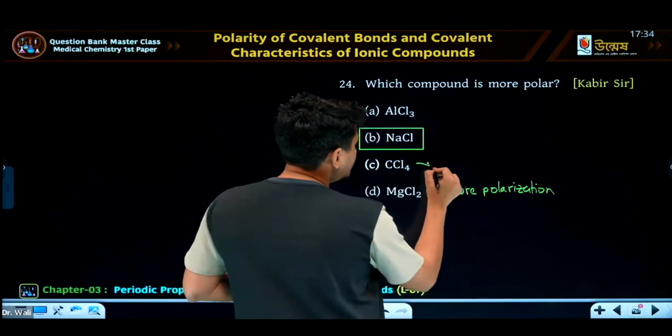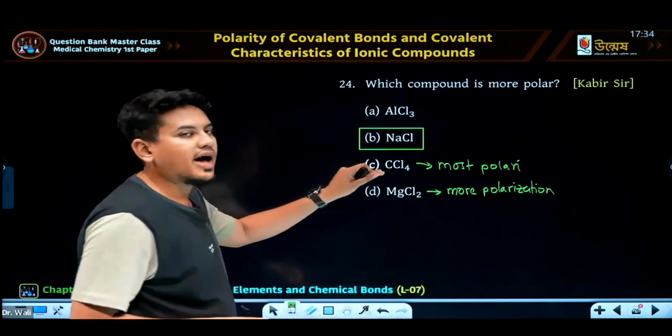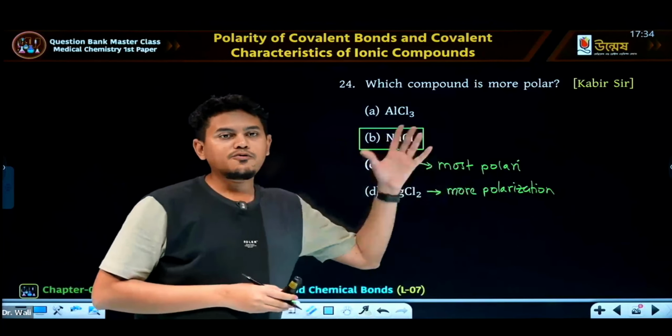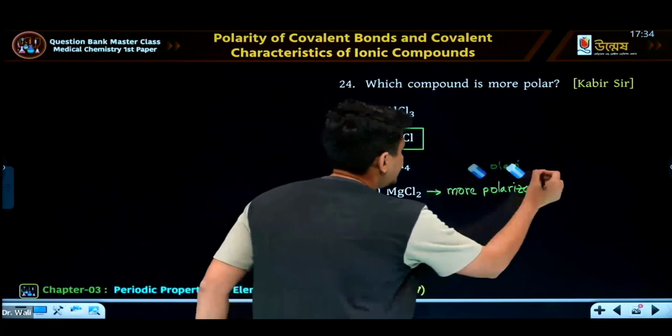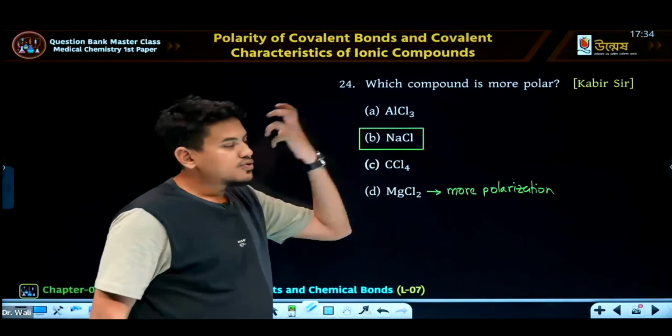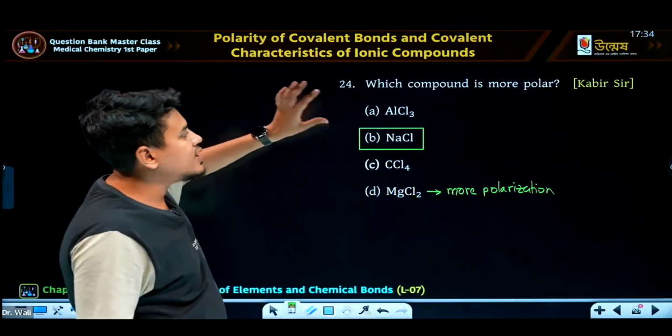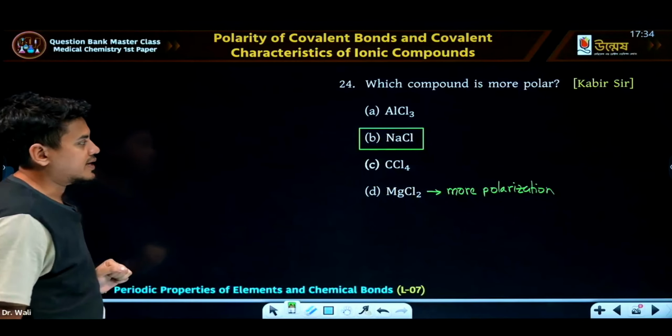Magnesium chloride will show more polarization because of its higher charge. Carbon tetrachloride will show the most polarization. I mean, it is not even an ionic compound. To prove its covalent characteristics, we do not have to explain it with polarization. Rather, I can clearly state that this is a covalent compound. Rather, we would calculate its polarity to determine its ionic nature. So the only polar compound available here is sodium chloride.